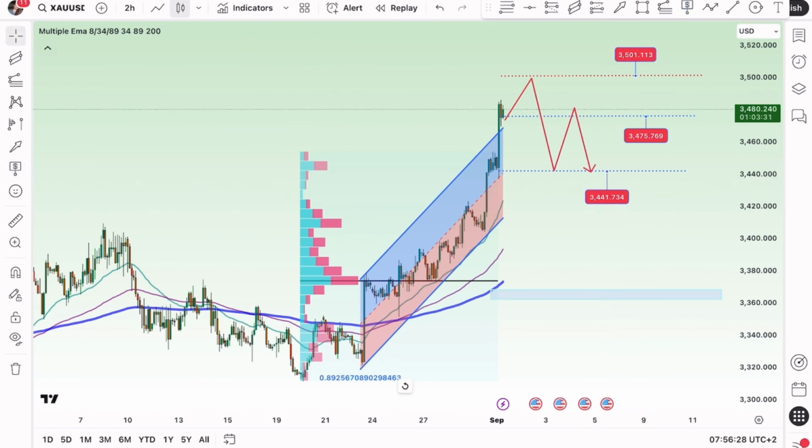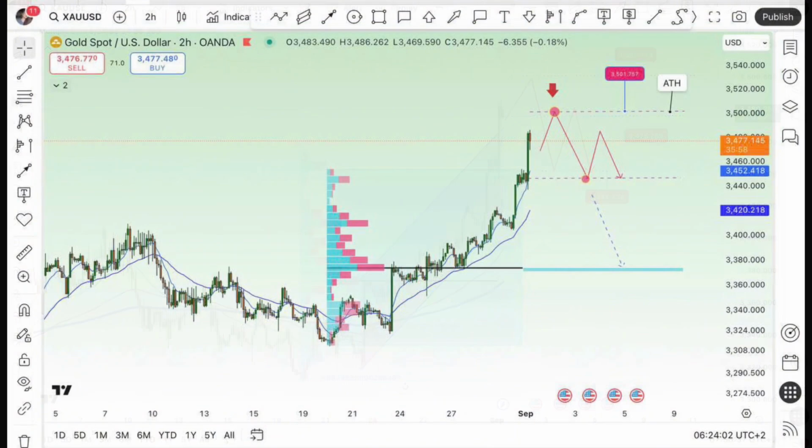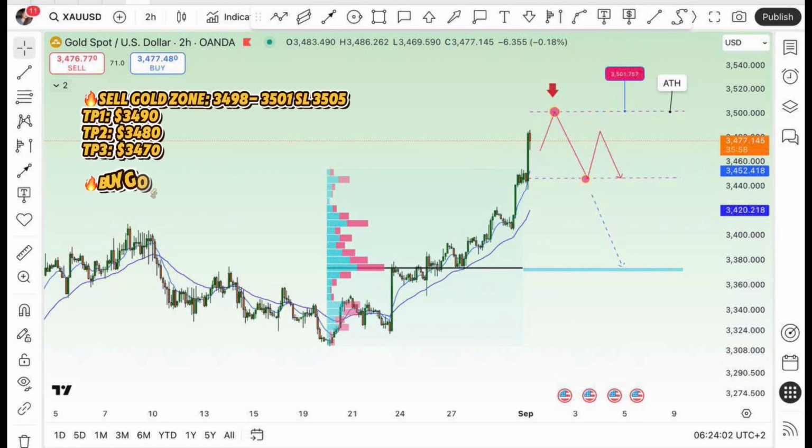And the second scenario is a resistance breakout. If the price breaks the resistance forcefully, we will wait for the price to retest the zone. If the zone becomes the new support, we can enter a buy trade with a tight stop loss. And as usual, you will see my setup for the gold trading plan today.